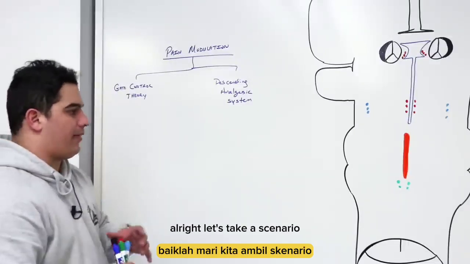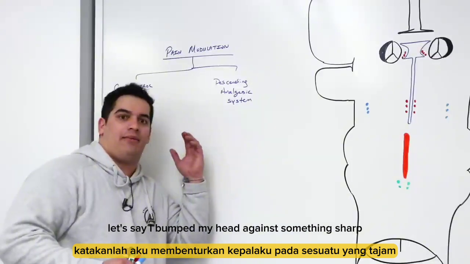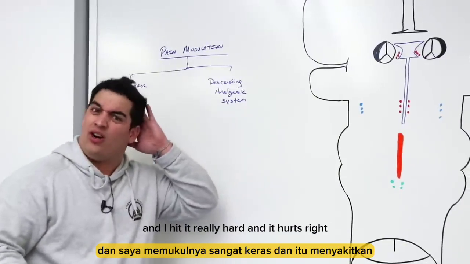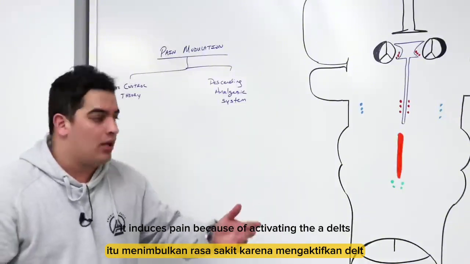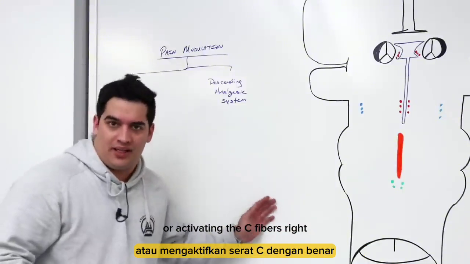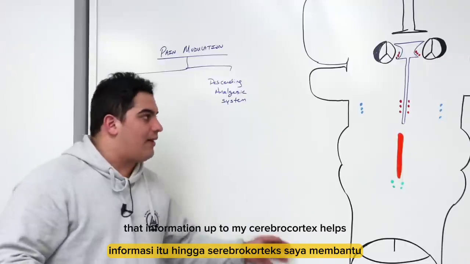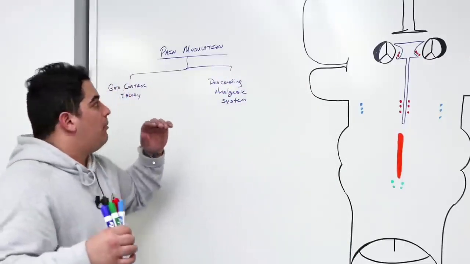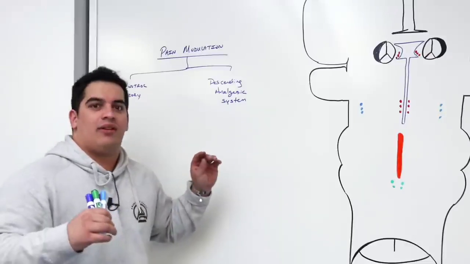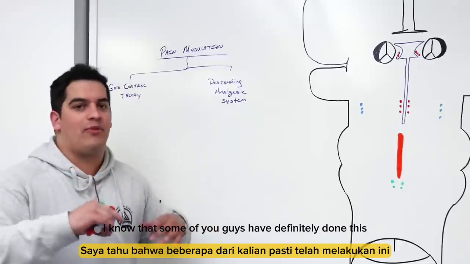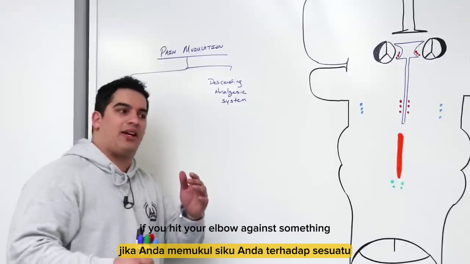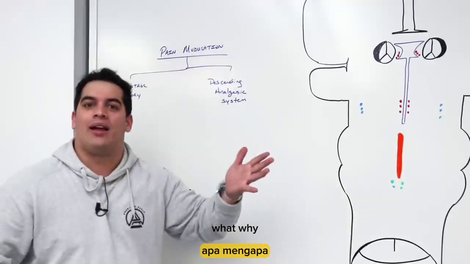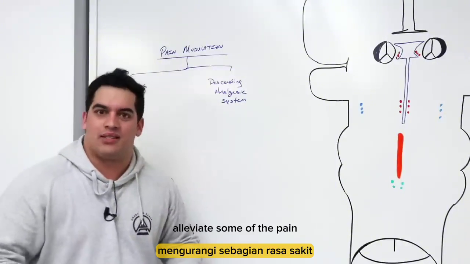All right, let's take a scenario. Let's say I bump my head against something sharp or something hard, and I hit it really hard, and it hurts, right? It induces pain because of activating the A delta or the C fibers, right? And it sends that information up to my cerebral cortex, helps me become aware of it and where that pain is. But there's a way that we can lessen the pain. I know that some of you guys have definitely done this. If you hit your elbow or your head against something, what do you do? You rub it. Why? Because it helps to alleviate some of the pain.